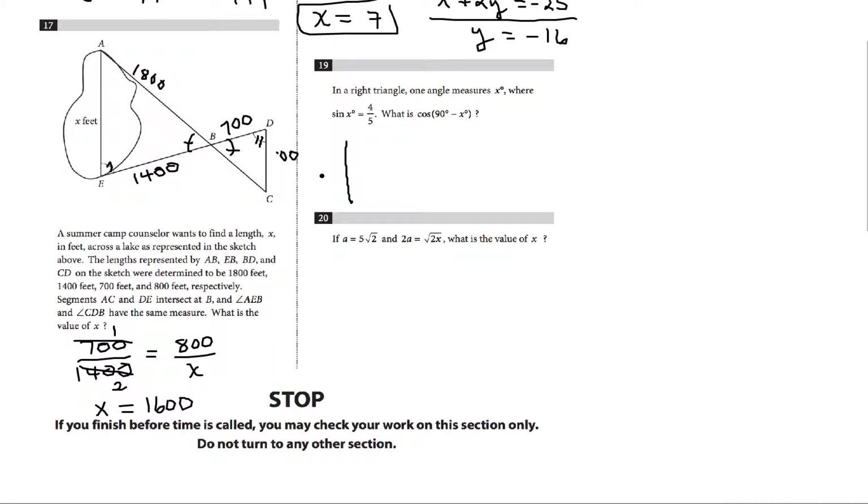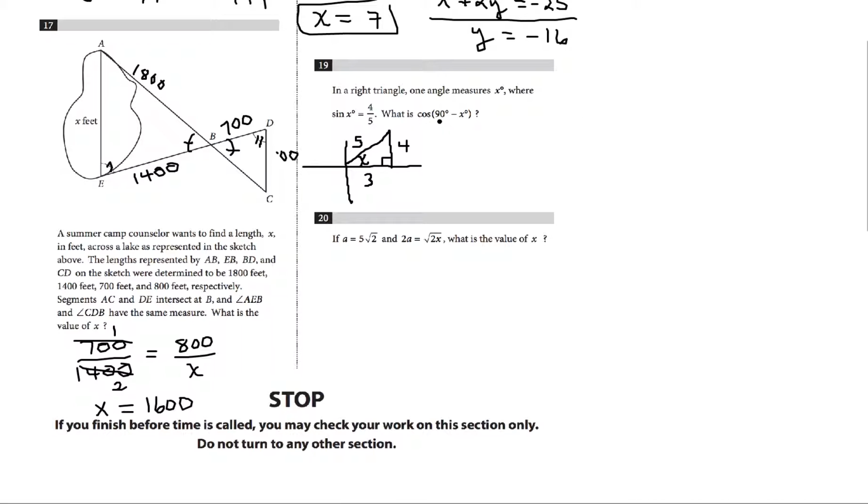So what you want to do is you set up your triangle. If you've never done this before, this is going to seem really hard, but the sine, if this is x, the sine of x is opposite over hypotenuse. It's a 3, 4, 5 triangle. It's a Pythagorean triple that you should memorize.